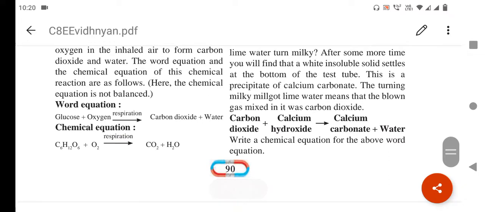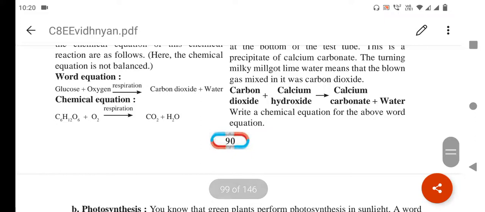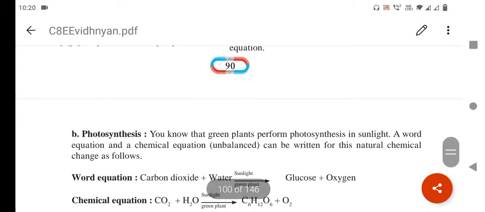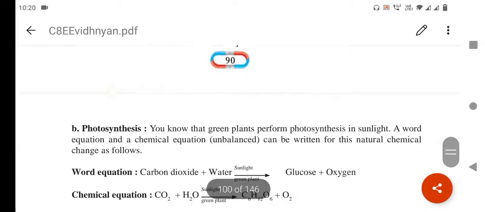So students, you can do the activity at home. Carbon dioxide plus calcium hydroxide combine, and we get the products calcium carbonate plus water. Write the chemical equation for the above word equation. Okay, this is the word equation. You should write this equation in chemical formulas.